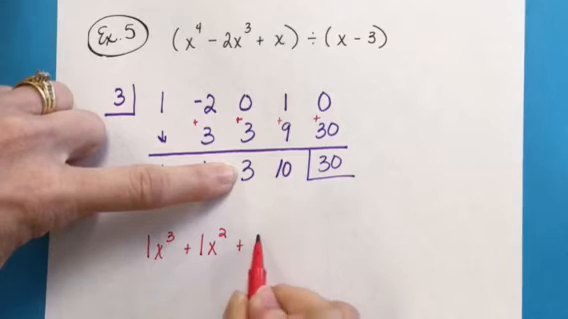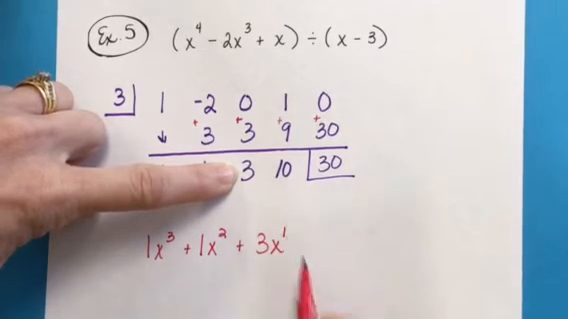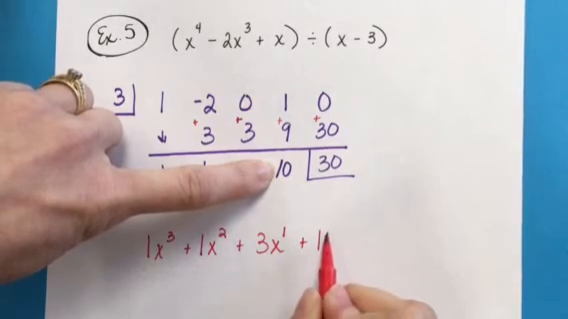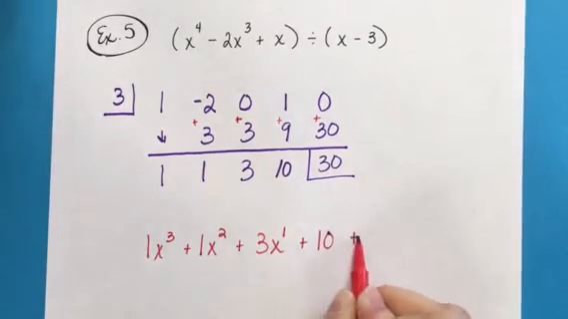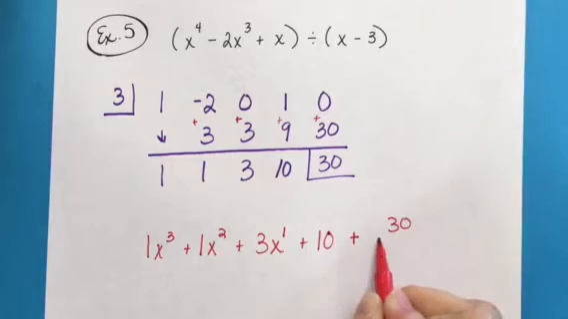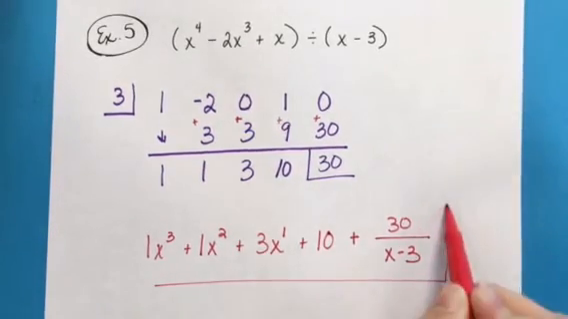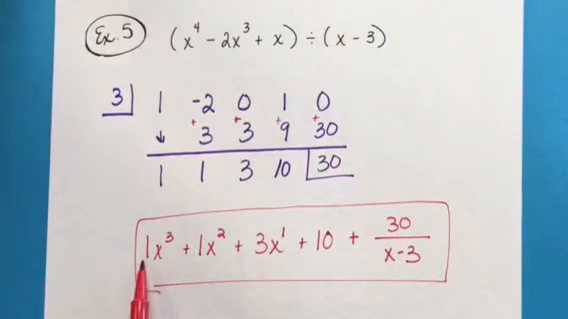And then I would have a plus 3x to the first power. And then what comes after that, remember, is just your constant. And then you would have plus your remainder over your divisor. Of course, all these ones that I've written would be understood. You wouldn't have to write those if you didn't want to. Okay, so that's how you do synthetic division.